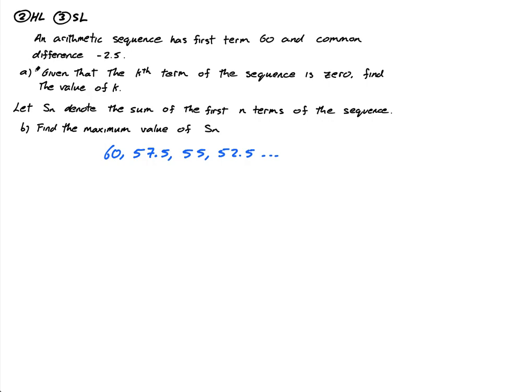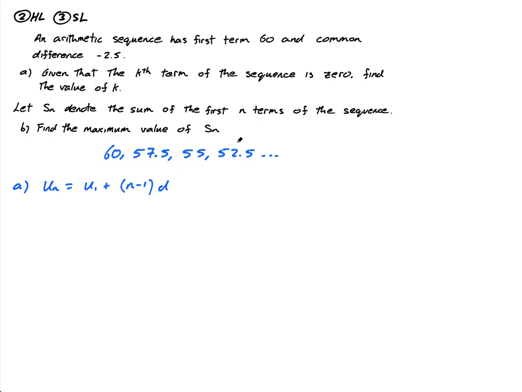I don't have to do that, but I find it helps me visualize or conceptualize what's happening. Okay, A, given that the kth term of the sequence is 0, our formula booklet tells us that the nth term, u of n, is equal to u1 plus (n minus 1)d. That is in the formula booklet.